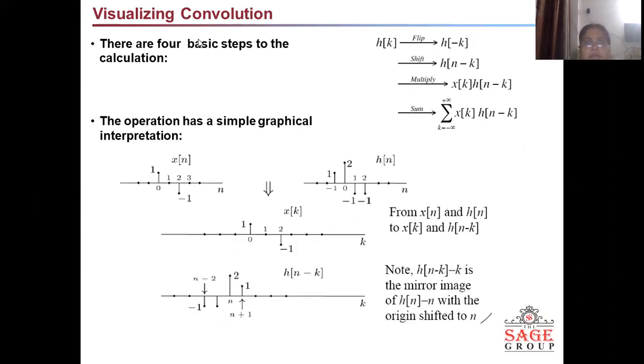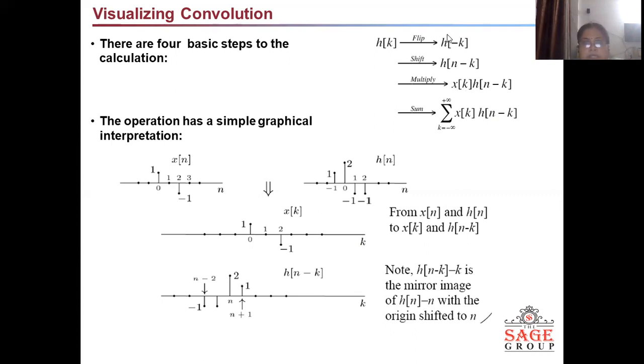Now we can visualize this convolution in the following steps. We take h[k] and flip it, which means we invert the signal, so h[k] becomes h[minus k]. Then we shift it to get h[n minus k]. Then we multiply with the input signal, and it is given by the summation over k from minus infinity to plus infinity of x[k] times h[n minus k]. These are the steps involved in the convolution, and the operation has a simple graphical interpretation.